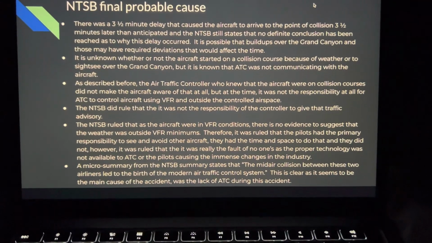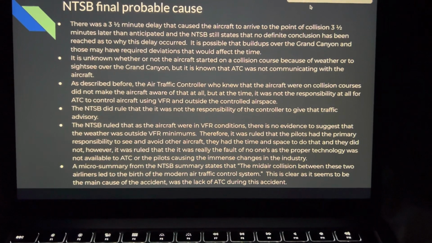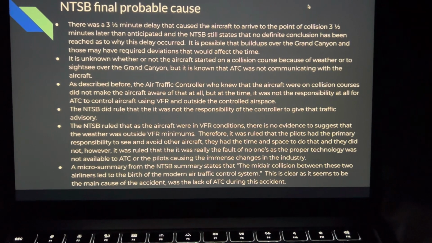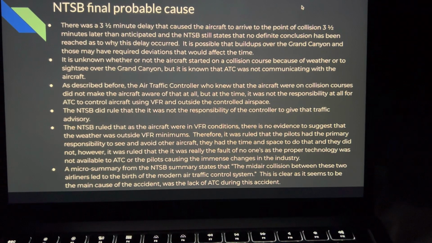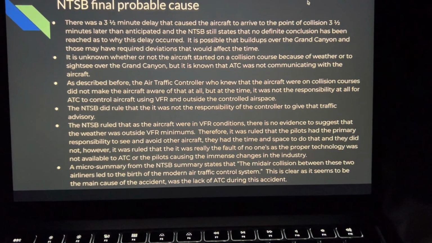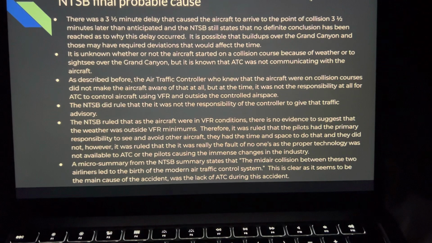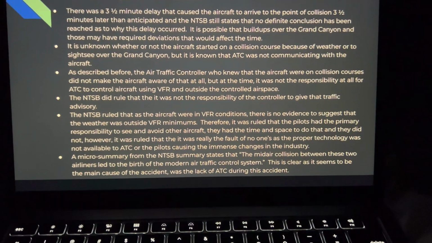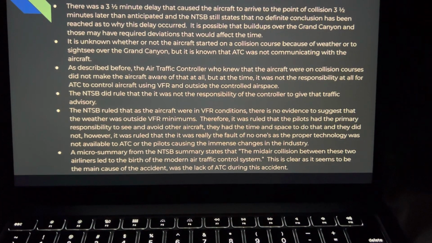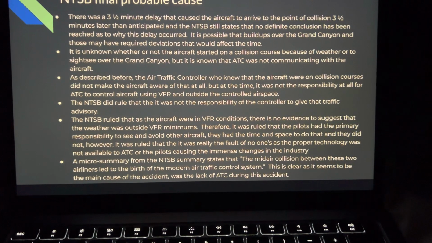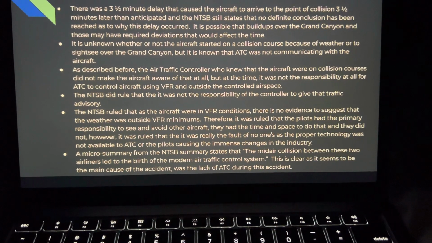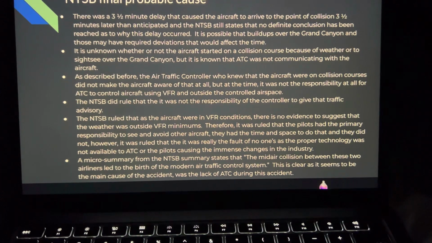So the NTSB final probable cause: there was a 3.5 minute delay that caused the aircraft to arrive at the point of collision 3.5 minutes later than anticipated, and the NTSB still states that no definite conclusion has been reached as to why this delay occurred. It's possible that there were buildups over the Grand Canyon and those may have required deviations that would have affected the flight time. It's unknown whether or not the aircraft started on a collision course because of weather or to sightsee over the Grand Canyon, but it is known that ATC was not communicating with the aircraft.